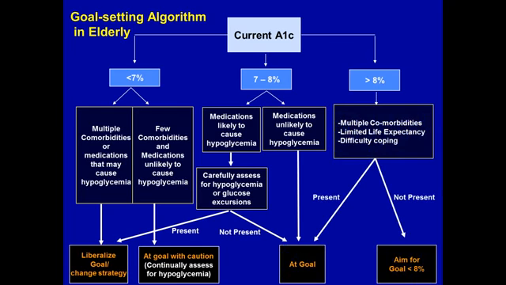And then if A1C is more than 8%, however, a patient has multiple comorbidities, limited life expectancy and difficulty coping, then maybe the patient is already at goal, as long as we are able to avoid acute episodes of hyperglycemia. While if the patient has a longer life expectancy, we might try to aim for less than 8%.